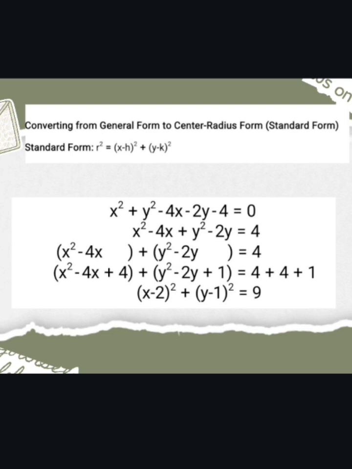Then plus, the same, y squared, so y, then negative 1 times y is negative y times 2, so negative 2y, then negative 1 squared is 1, so it is also correct. Y minus 1 squared is equal to 9, since 4 plus 1 is equal to 9. So now it is in standard form.